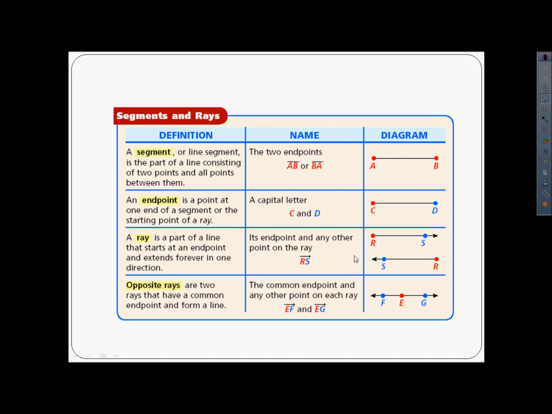A ray is a part of a line that starts at an endpoint and extends forever in one direction. So it starts at an endpoint and it extends on forever in one direction. Opposite rays are 2 rays that have a common endpoint and form a line. So they have a common endpoint, in this case it would be E, and one ray goes to the right, the other ray goes to the left, and they form a line.